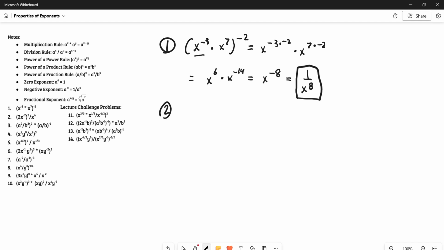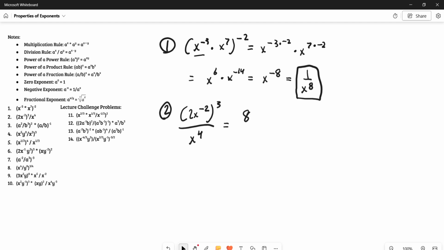For number 2, it's 2x to the power negative 2, to the power 3, over x to the power 4. I'm going to evaluate the numerator first. We're going to use the power of a product rule again, and the power of a power rule. Let's focus on the 2 first. We bring 2 to the power 3, that would be 8, because 2 times 2 times 2 is 8.